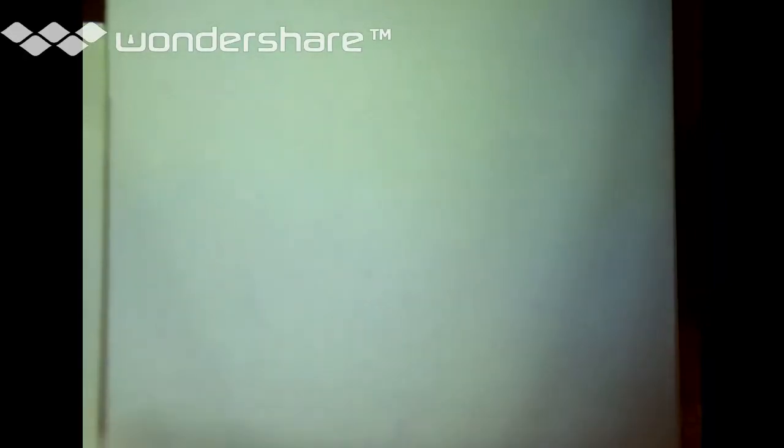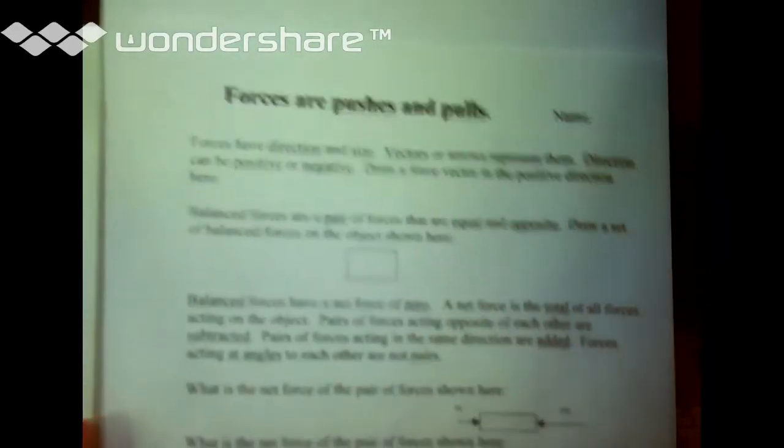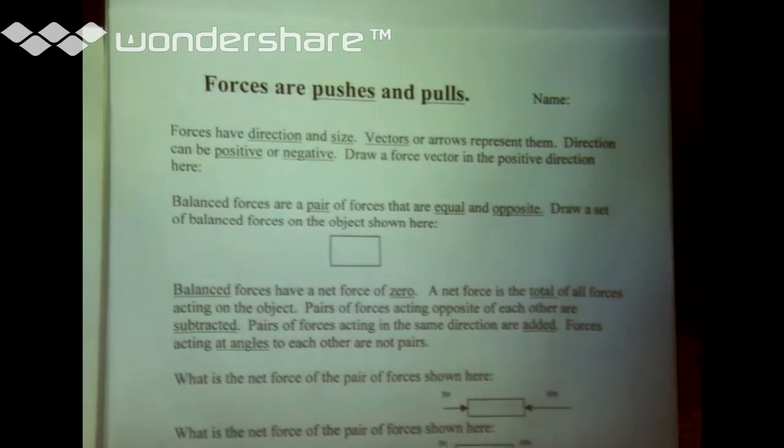Okay, ladies and gentlemen, you are going to be filling out a handout that looks like this, except yours is not going to have any of the things filled in. You have to fill them in as I go.